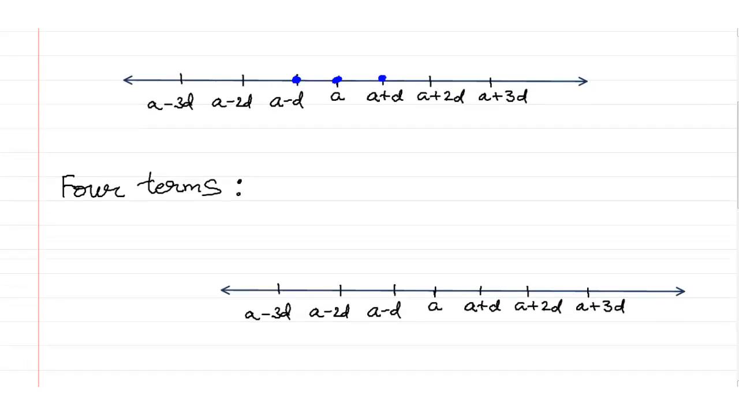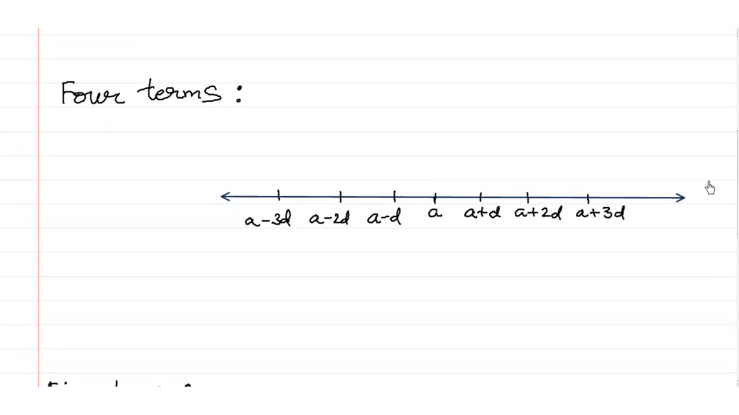But suppose you want to consider 4 consecutive terms in an AP. If we take A as the middlemost term, then there would be a problem. If you take A plus D as the second term or the third term, A minus D as the first term, and A plus 2D as the fourth term, there wouldn't be a particular symmetry.